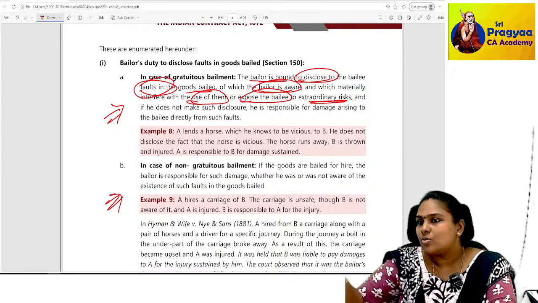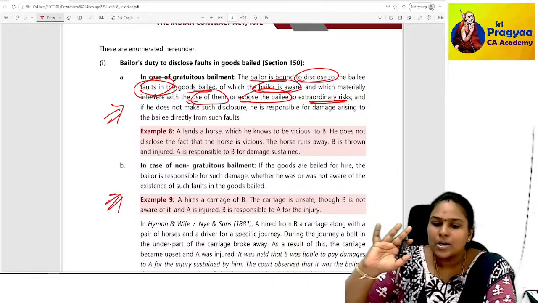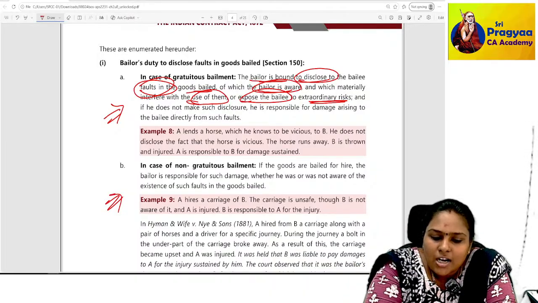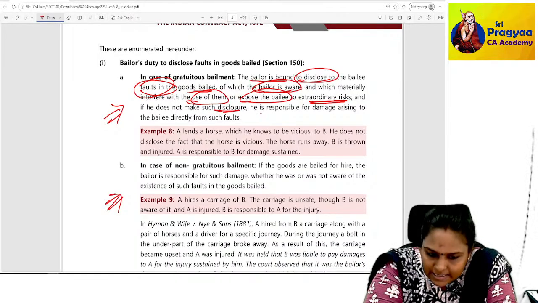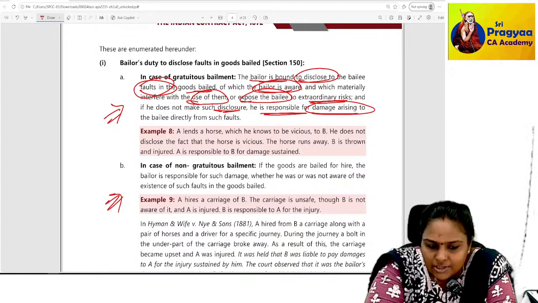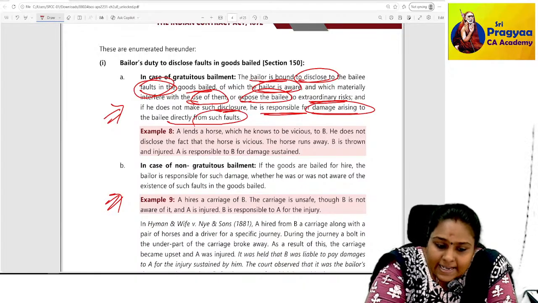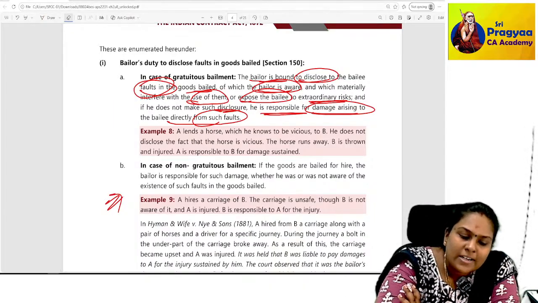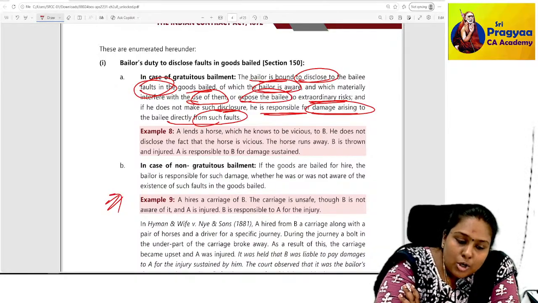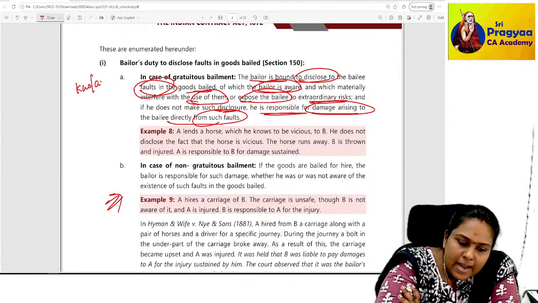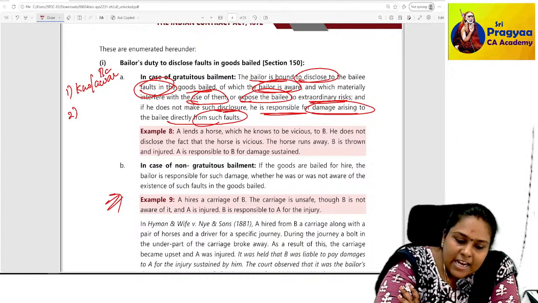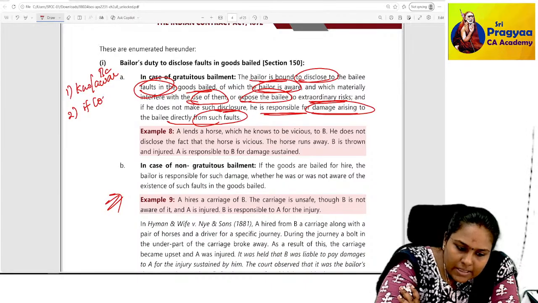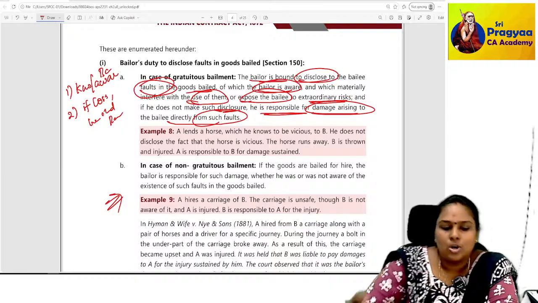Then it will put them into extraordinary risk. Able to understand? Clear? And if it does not make such disclosure, he is responsible for damage arising to the bailee directly from such fault. Sir, what is the most essential thing is knowledge, or he should be aware. Who should be aware? Bailor should be aware. Okay. Second one, if loss happens, he should bear the loss.